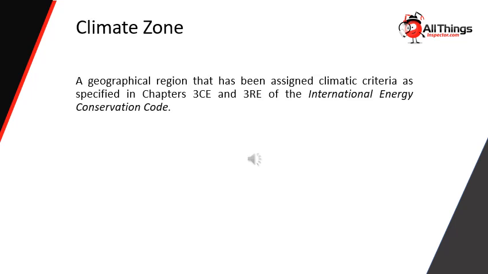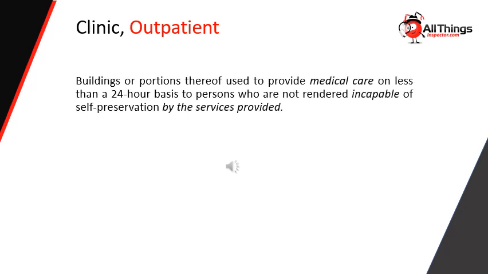Climate zone. A geographical region that has been assigned climatic criteria as specified in Chapters 3 CE and 3 RE of the International Energy Conservation Code. Clinic, outpatient. Buildings or portions thereof used to provide medical care on less than a 24-hour basis to persons who are not rendered incapable of self-preservation by the services provided.